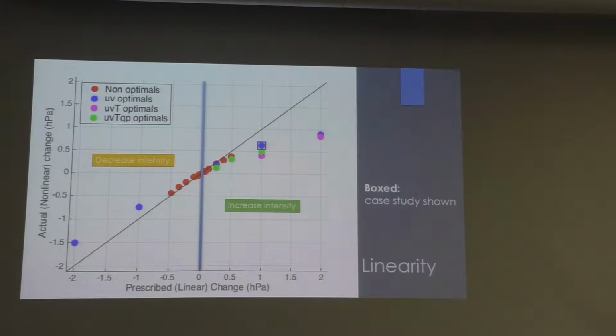Yeah. So, I know that I haven't done it, but for some other cases, it's not always the case that weakening the storm results in a more linear response. If that's what you're thinking. Yeah. I haven't really concluded the exact reasons why there's a larger deviation for increasing rather than decreasing.